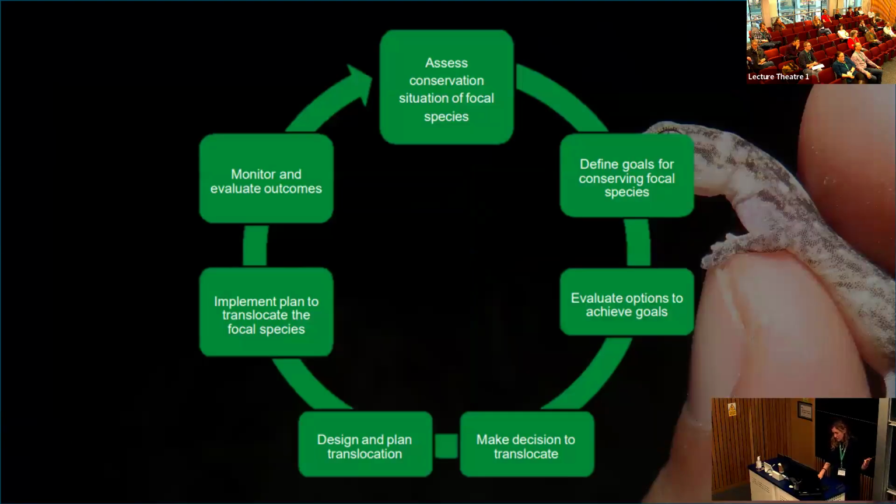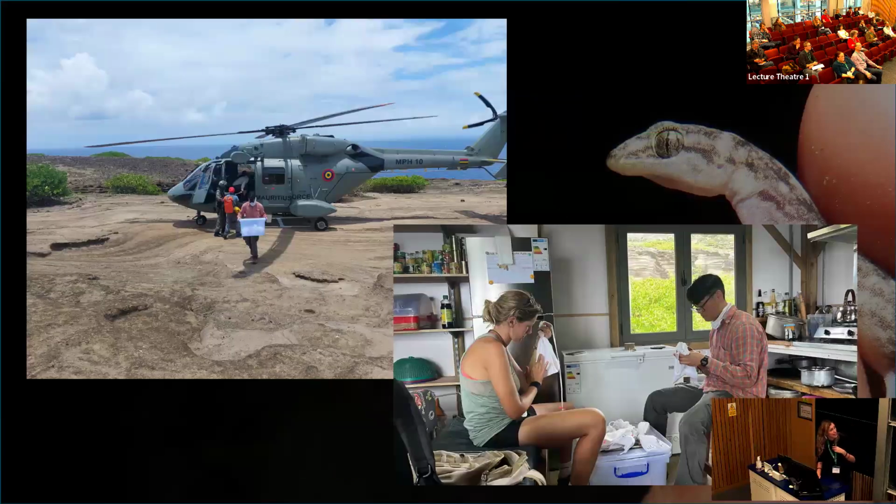So that was the release. We designed and planned our translocation, and we helicoptered them over from the neighbouring island, which looks very sophisticated, but almost didn't happen at the last minute because government were another partner on the project, and government changed their mind about helicopters within a few hours quite often. But it did happen, and we did get them across.